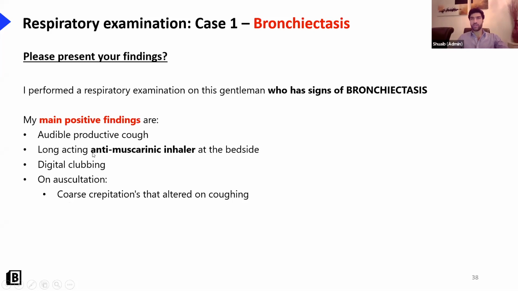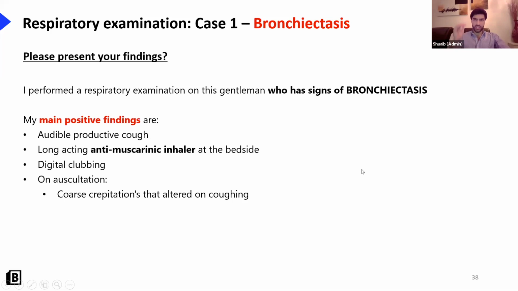So typically in OSCEs, I normally categorize the medications into what they are. So if I saw tiotropium in an OSCE situation, I would call that an antimuscarinic inhaler. Or if I saw salbutamol, I would call that a beta agonist inhaler. That's typically what's done in OSCEs. If you don't know what the category is, then just say what the medication is. So if you didn't know tiotropium was antimuscarinic, just say, I spotted a tiotropium inhaler at the bedside.